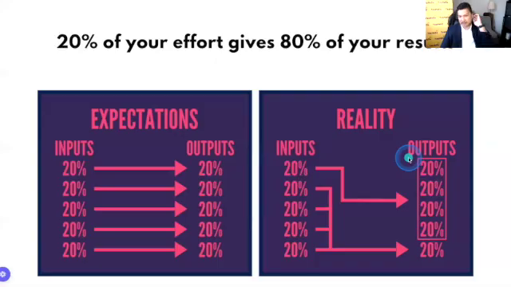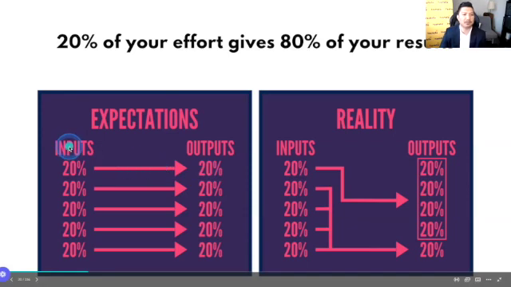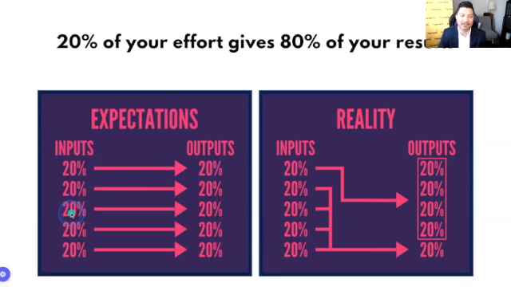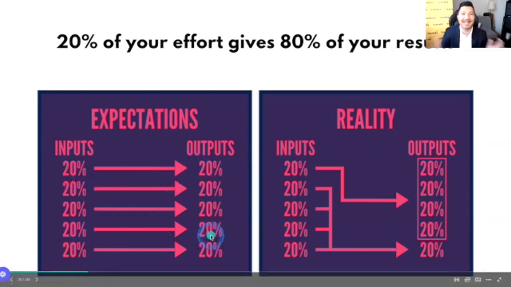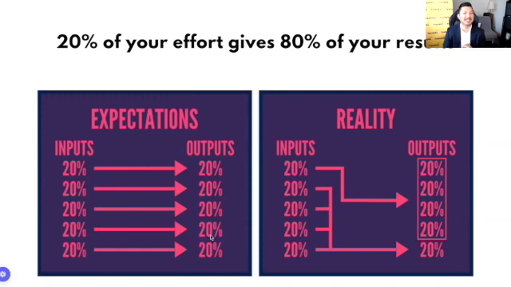Let me show you what this looks like in an example, okay? A lot of people think that to have 100% results, you need to put in 100% effort. But it's not true, right? People think that if you put in 20%, you get 20%. You put in 20%, you get 20%. Then you do this 5 times, and you get 100%. Yay, right? People think that. But in reality, it looks like this, right?